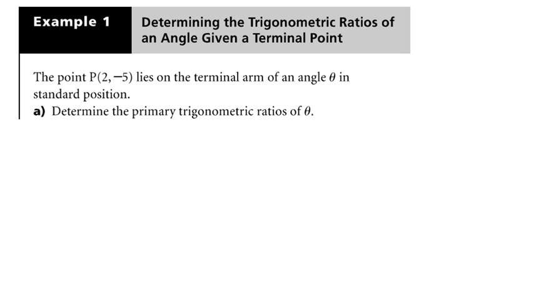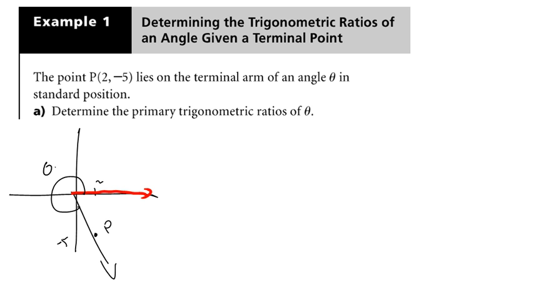Okay, and here's the first question from the textbook. So the point 2, negative 5, so it's going to be somewhere around there. There's 2, there's negative 5. There's P lies on the terminal arm. So we need to determine sine, cosine, and tangent of that angle there. We'll call it theta. Okay. Notice they use theta here as the angle in standard position, and then they switch it up later. Makes me mental. Anyways.